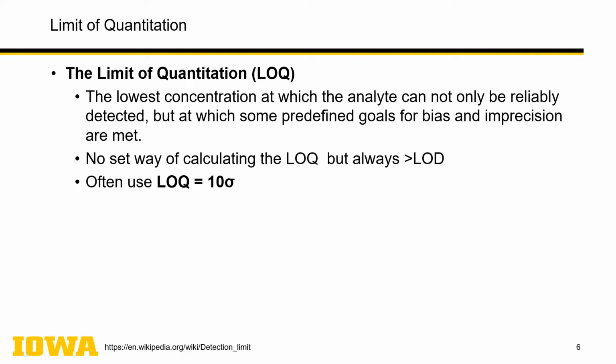So there's no set way, as it says here, no absolute way of setting and calculating the LOQ, but it's certainly always greater than the LOD. I've seen LOQ equals 10 sigma seen here, or 9 sigma. So you can see it's way out there on the tail, way out there. And why should it be pushed so far out?